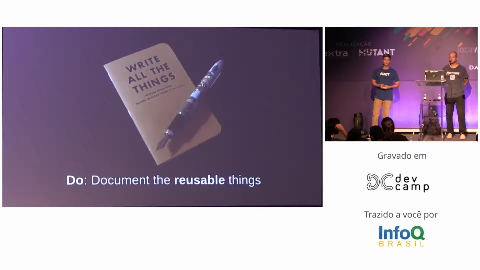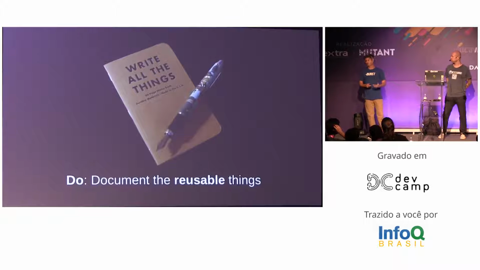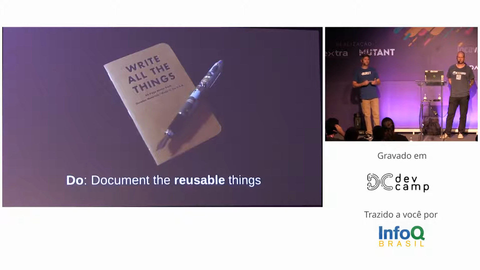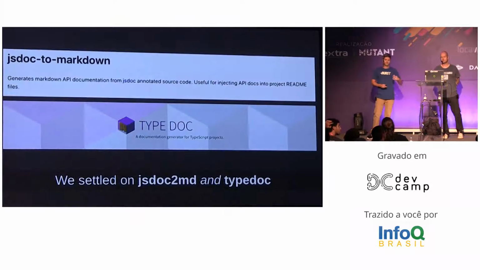And finally, document all the things. If they're reusable, you should definitely document it. There's a saying that everything you expose in your API, whether it's intentional or not, people will eventually come to rely on. So it's best that you document all the things and try your best to keep things up to date.